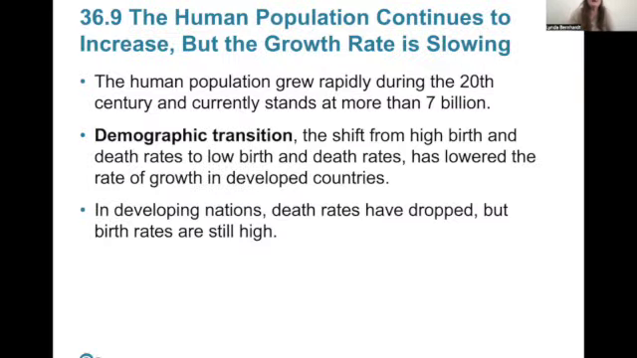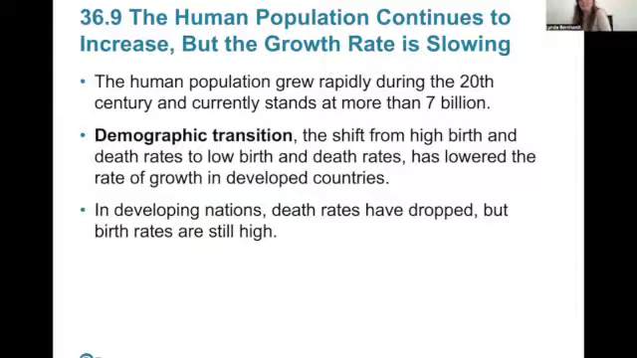Now, for humans, population grew rapidly during the 20th century, and it stands now at more than 7 billion. That is insane. Demographic transition is a shift from high birth and death rates to low birth and death rates. And that has lowered the rate of growth in developed countries. What this means is while we have collectively gotten better with sanitation and medication and medical, we have slowed down the death rate, which means people live longer.